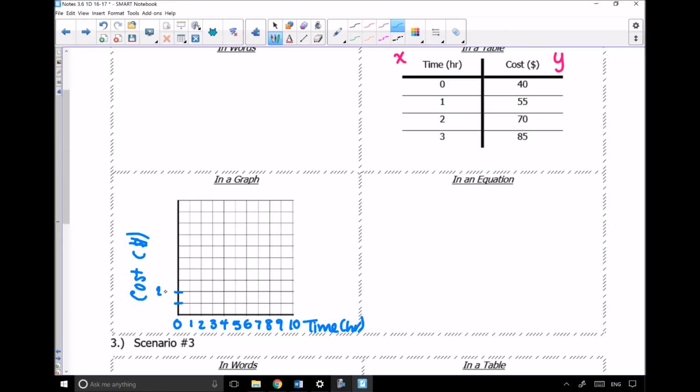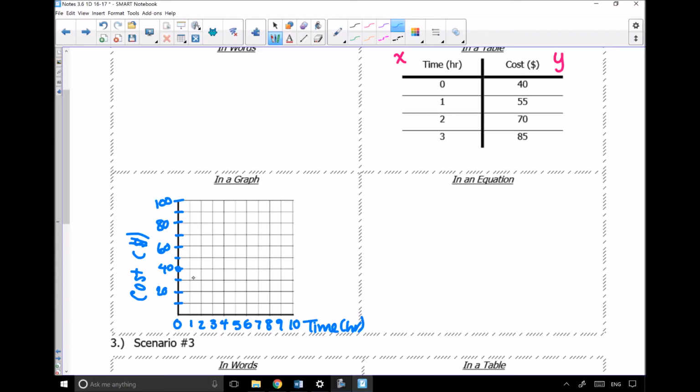So I'll put 10 here, 20 here, 30, 40, 50, 60, 70, 80, 90, and 100. Well, now that I've done that, I can go ahead and just draw my graph. So I know that at time 0, after 0 hours, you have to pay $40. So I'm going to put a point at (0, 40). Remember, this is my initial amount.